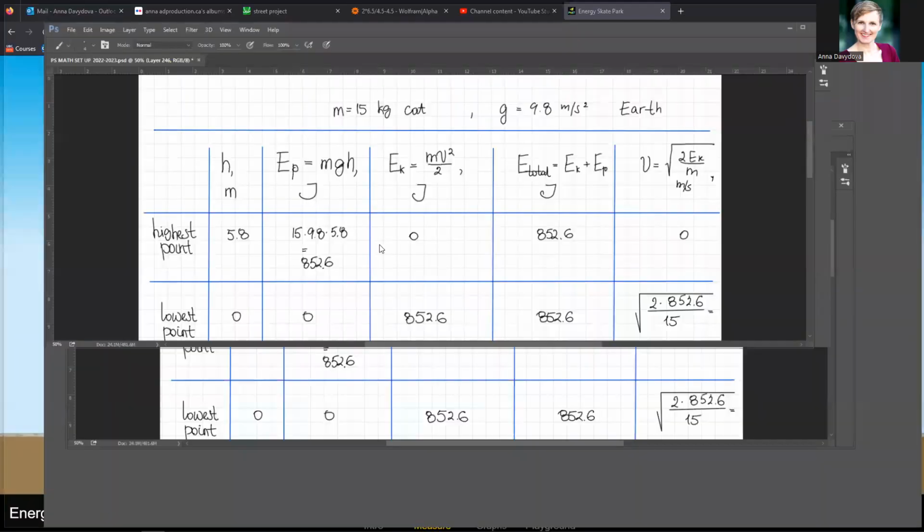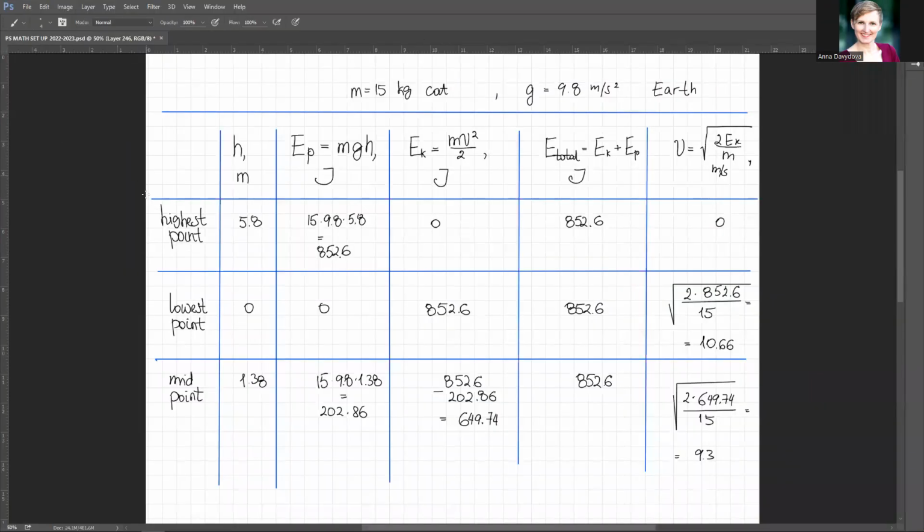So this table shows the distribution of energy at the highest point, lowest point, and midpoint. My object is a 15-kilogram cat. My gravity is the Earth's gravity. This is the height in meters, the first column. The second column is potential energy in joules. Next is kinetic energy in joules. Next is total energy in joules. And the last column is velocity in meters per second.